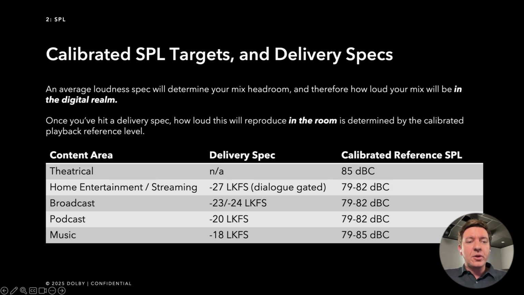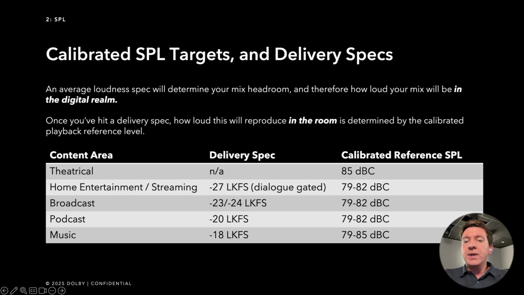But then go down to the bottom of the table and we look at music, for example. Music is delivering at minus 18 LKFS. So potentially up to 9 dB hotter on the meters than the dialogue content within streaming content. And we might be listening at a similar level or maybe even louder, 79 to 85 dBC. So obviously the average loudness is going to dictate how much headroom you've got on the meters within your mix. And then it's the calibrated reference level that is going to dictate actually how loud that's going to present in the room itself.